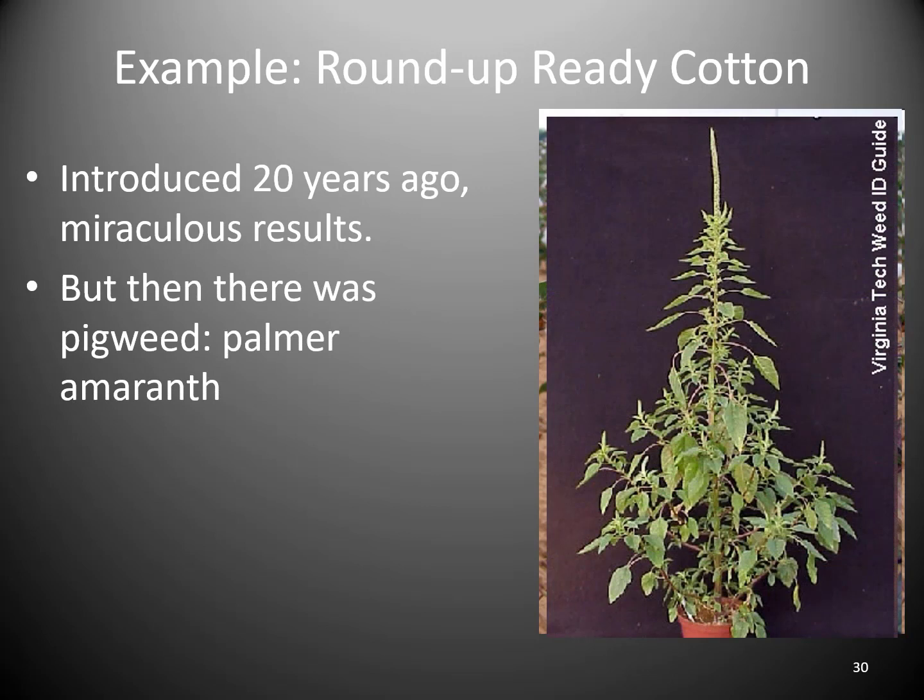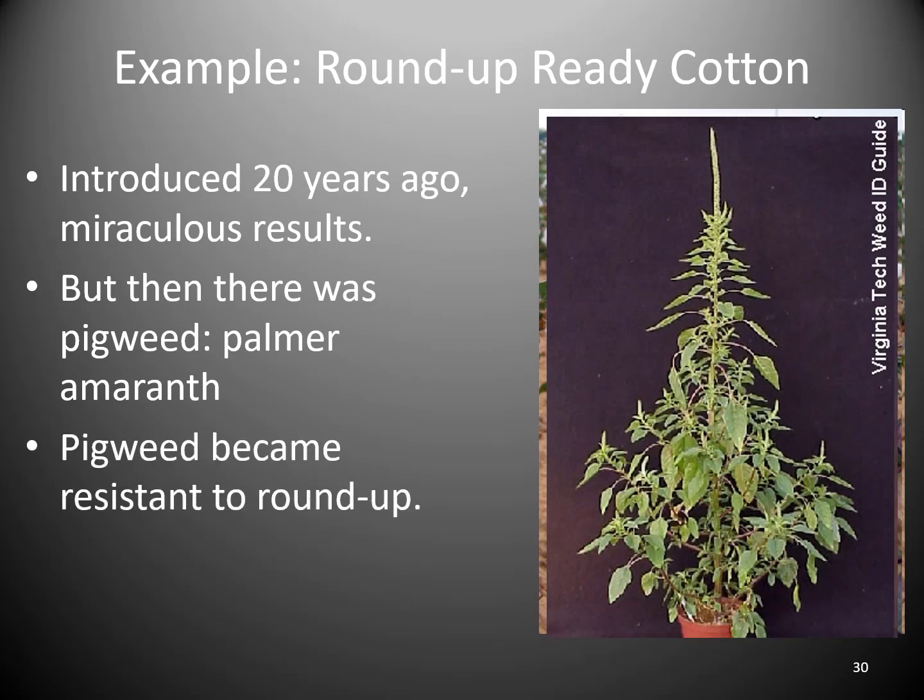So the way it worked is you plant your cotton, you spray your Roundup all over it. It kills all the weeds, but it doesn't touch your cotton. Then a sort of super weed evolved, pigweed, Palmer amaranth. And pigweed ended up becoming resistant to Roundup. So the Roundup would no longer kill this particular weed when you sprayed it over the Roundup Ready cotton crop.